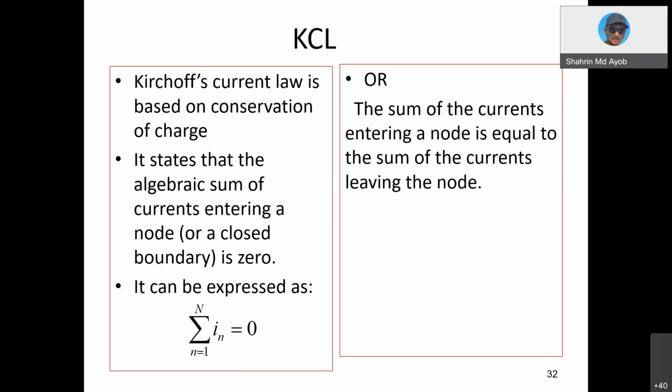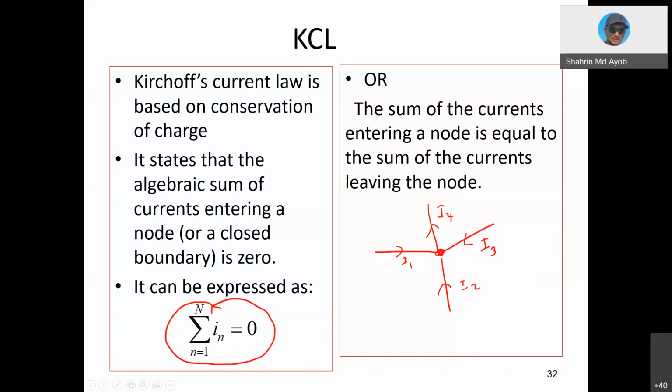So what is the Kirchhoff current law? This is the first law of Kirchhoff. It states that the algebraic sum of the currents entering a node or a closed boundary is 0. What it means is that if you have a node and a lot of currents, for example, this one is I1, this one is I2, this one is I3, and this one is I4, the summation of all the current going into and out from one single node must equal 0.